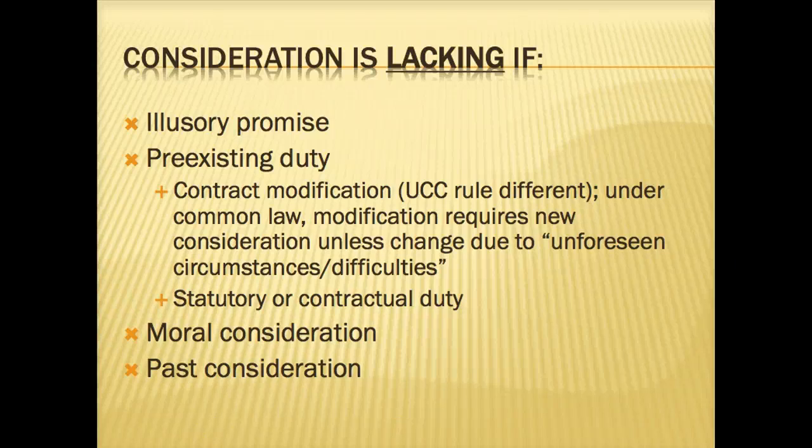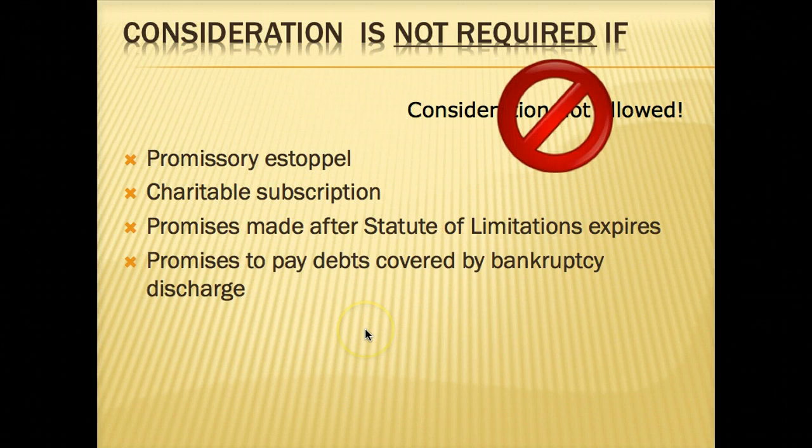So I want to make one more point or summary of points about consideration, and then I'll be finished. So consideration is not required in the case of promissory estoppel, which is an equitable doctrine. Be sure to read through it. There are several elements of it. Charitable subscriptions, where a charity relies on someone's promise to make donations over a period of time, and that can be binding. Promises made after the statute of limitations expires, and promises to pay debts covered by bankruptcy discharge, as long as the promisor fulfills the requirements under the bankruptcy law, then that can still be binding even if there's no consideration.